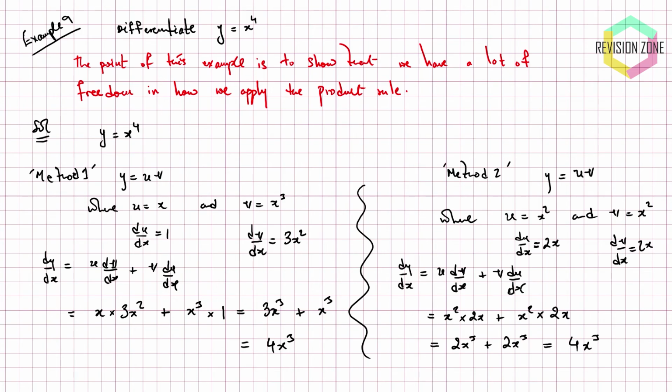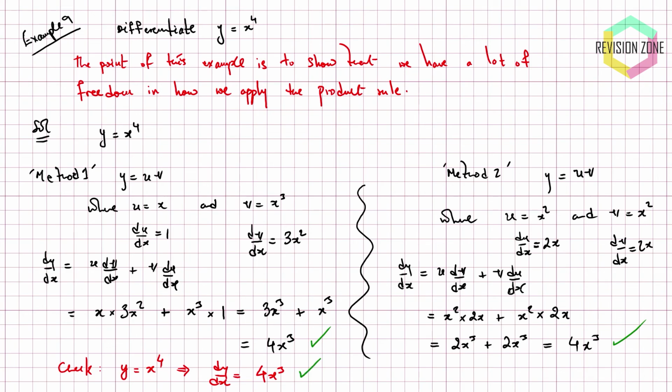Now this is the point I was trying to make: even though we made different choices for u and v in our two methods, the product rule still works, and we got the exact same answer in both cases. And because our function is just a standard polynomial, we can do a check. We can say y equals x to the 4 is our polynomial, so we can just differentiate it directly using the rules we've already seen. That gives us 4x cubed. So in fact, we know that the answer is also right.